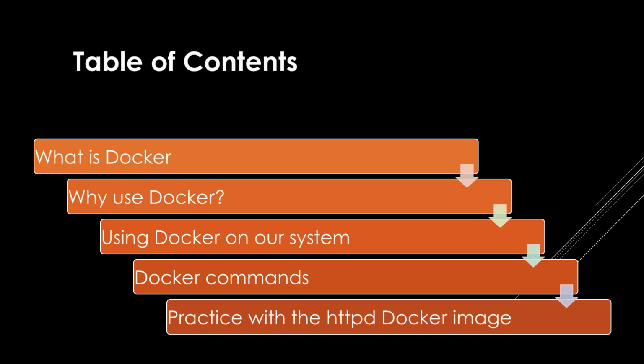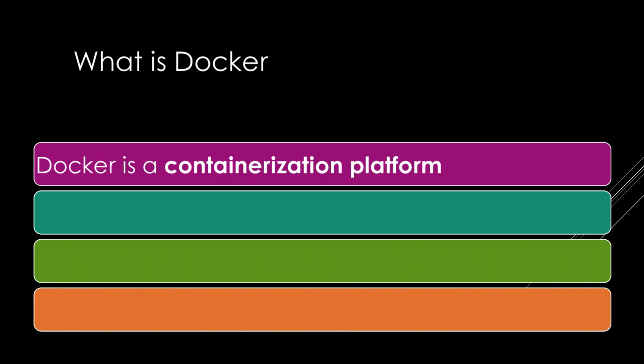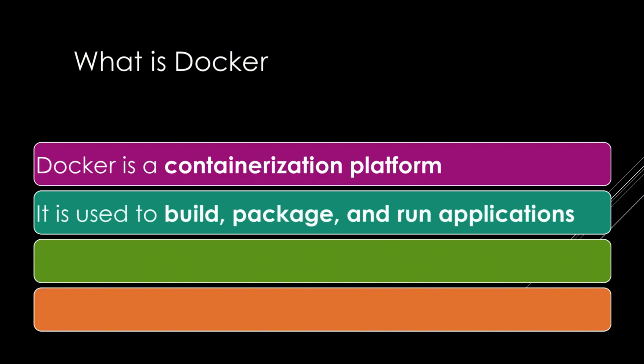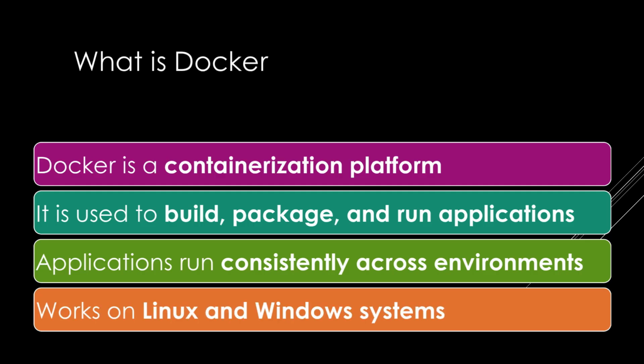Now let's really understand what Docker is. Docker is a containerization platform, and what that simply means is that Docker helps you package your application together with everything it needs to run. Think of it like this: instead of saying install this, install that, configure this, you bundle everything into one unit. So whether I run my app on my laptop, my AWS server, or someone else's machine, it behaves exactly the same. And that's one of the biggest problems Docker solves: environment inconsistency. For example, in our Esthytech projects, if I build an app locally and send it to you, you shouldn't have to struggle to run it. Docker ensures it just works.